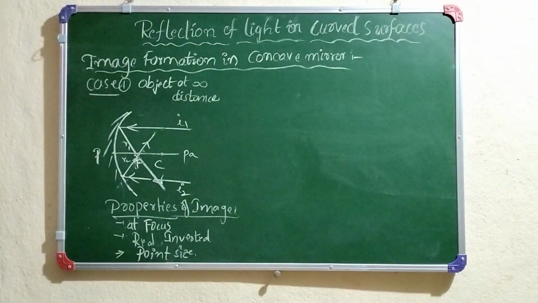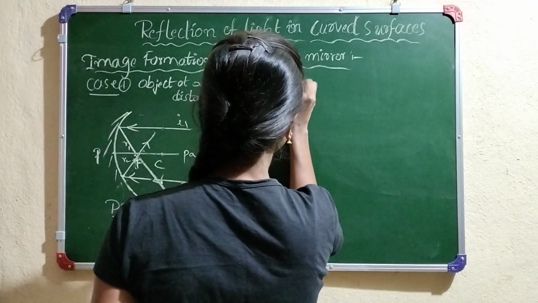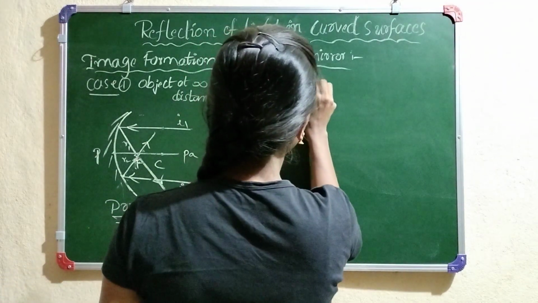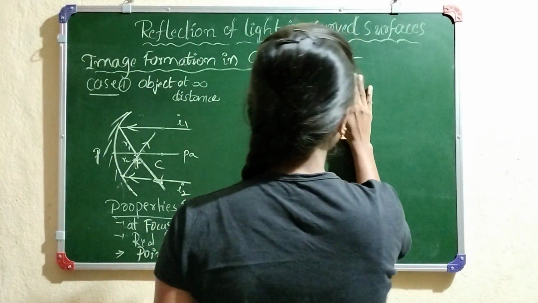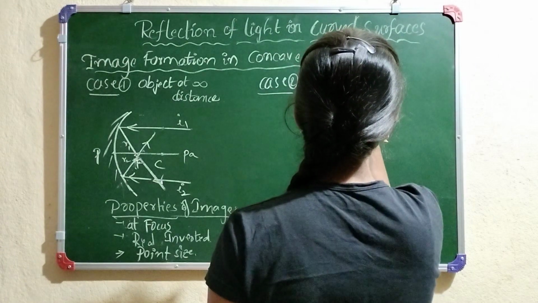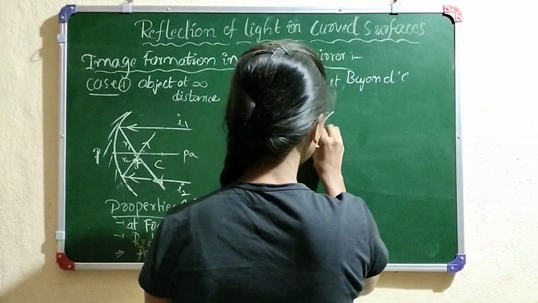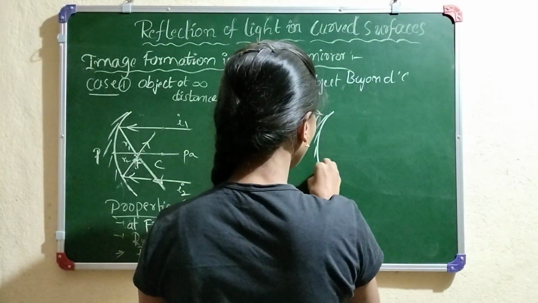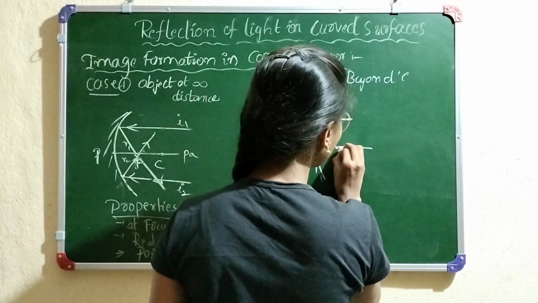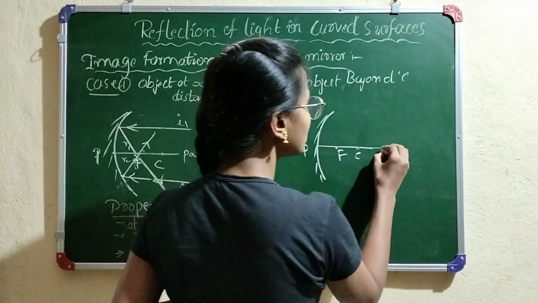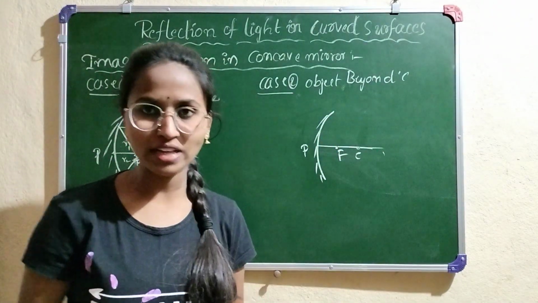Okay. We'll see case 2. Case 2: the object is not yet beyond C, we can see beyond C. Object beyond C. Pole, center of curvature, focus. Now what I am telling is that the object is there beyond C, which means behind C, the backside of C.